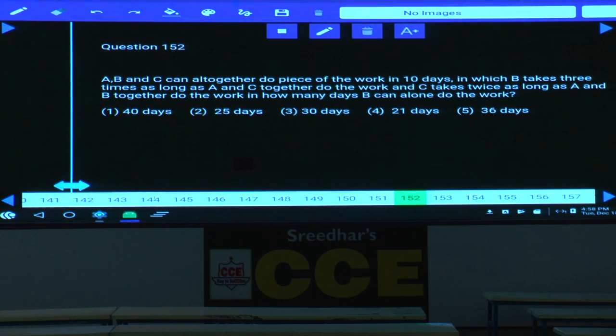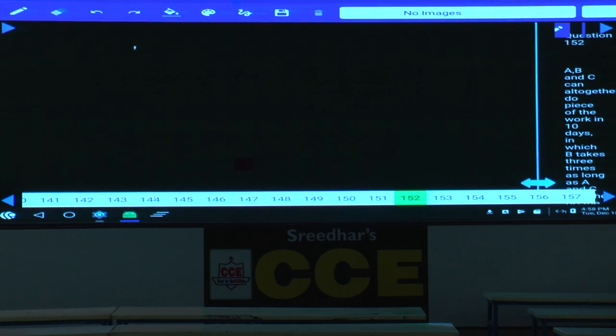A, B, and C can altogether do a piece of work in 10 days, in which B takes 3 times as long as A and C together to do the work, and C takes twice as long as A and B together to do the work. In how many days can B alone do the work? Now, you are already given the time ratio. B takes 3 times the time taken by both A and C. So, the time ratio between B and A plus C is 3:1.